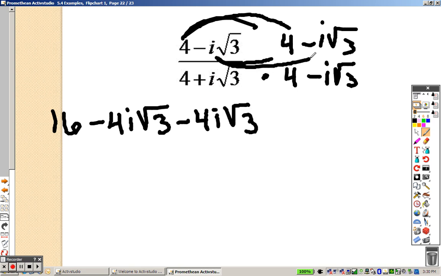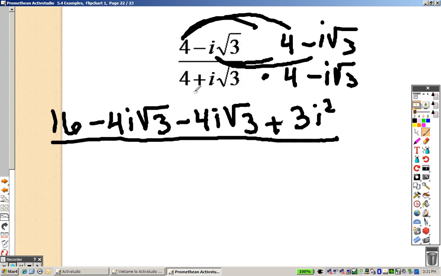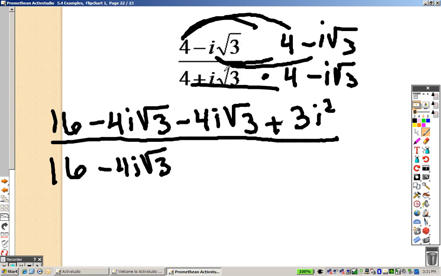And negative i root 3 times negative i root 3, well, a negative i times a negative i is a positive i squared. Root 3 times root 3 is 3. So, really, I have a 3i squared on top. And on the bottom, 4 times 4 is 16. 4 times negative i root 3 is negative 4i root 3. i root 3 times 4 is positive 4i root 3.